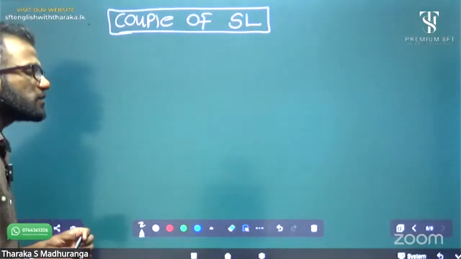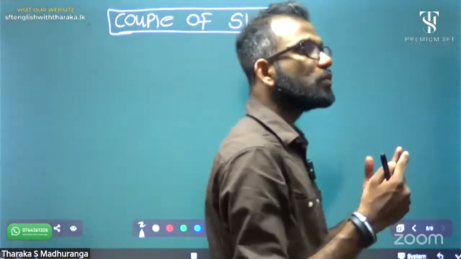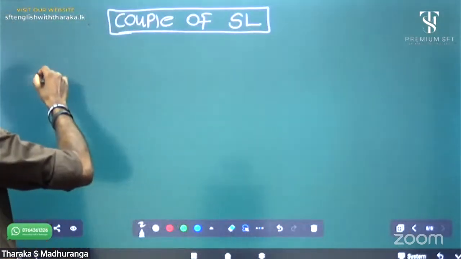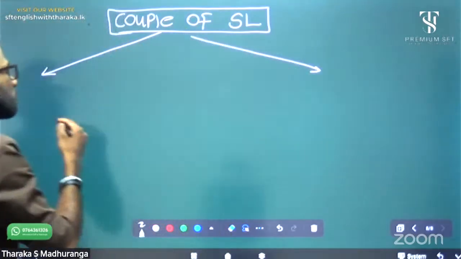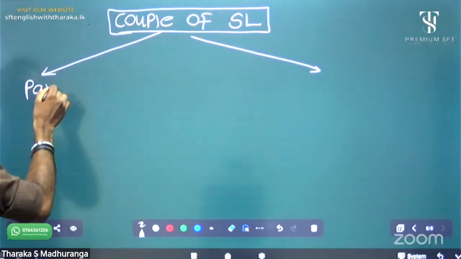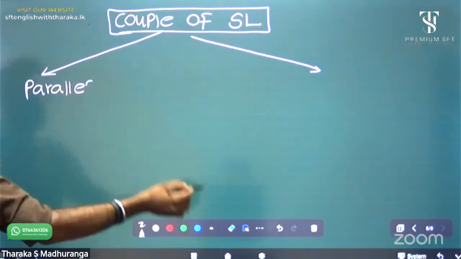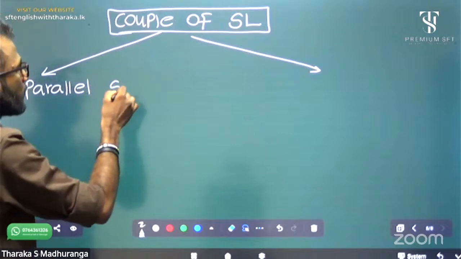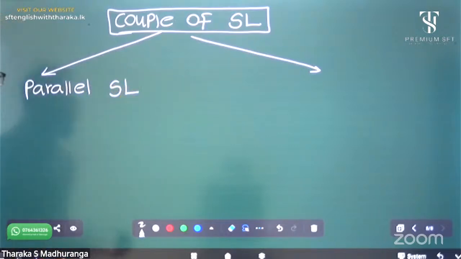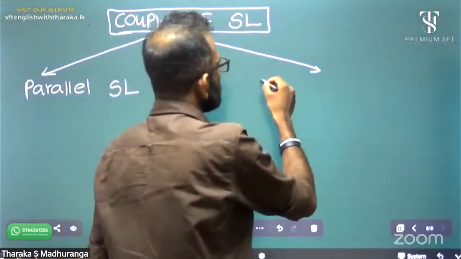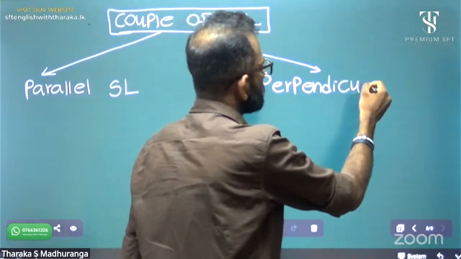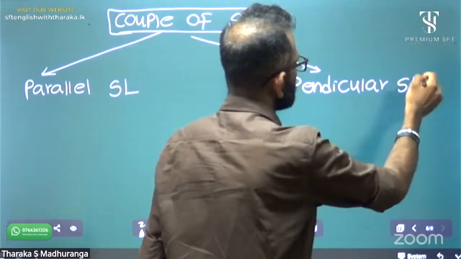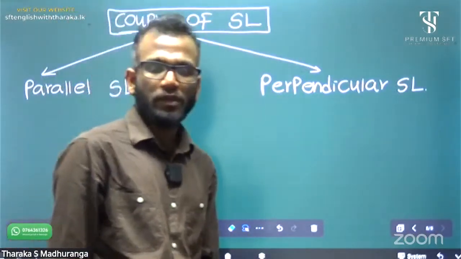Okay, when we consider couples, there are mainly two relationships between two straight lines. The first one, parallel straight lines. The second one, perpendicular straight lines. Parallel straight lines and perpendicular straight lines.